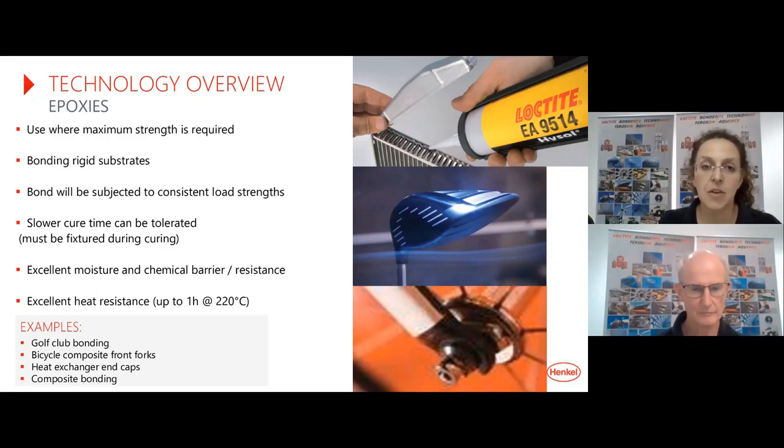So the head of the golf club has been bonded on. You don't need much flexibility for that type of application. And you can also use an epoxy where maybe you can't weld. So at the bottom, we've got a bicycle fork there, and the composite arm has been bonded onto a titanium or an aluminium axle there on the bicycle.